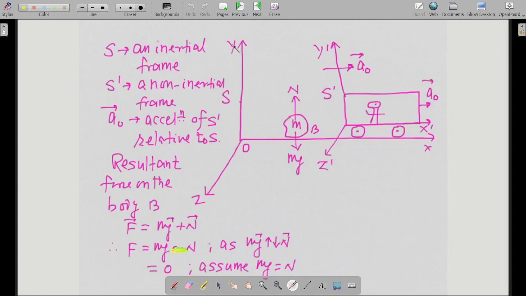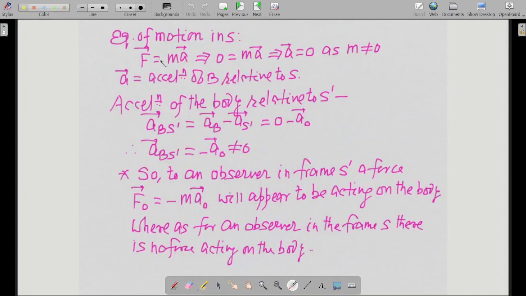Now we are going to write the equation of motion of this particular mass m with respect to this S frame, that is the inertial frame. So what will it be? Equation of motion in inertial frame S, what will it be? F vector equal to ma vector, okay. So this is how the equation of motion is always written, that is, the external force equal to m a vector.